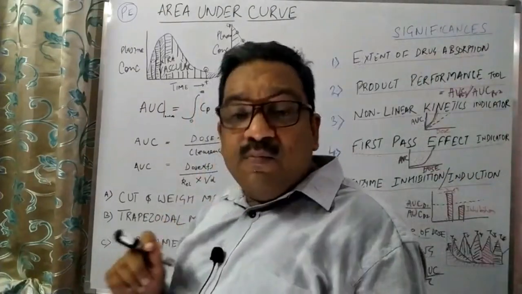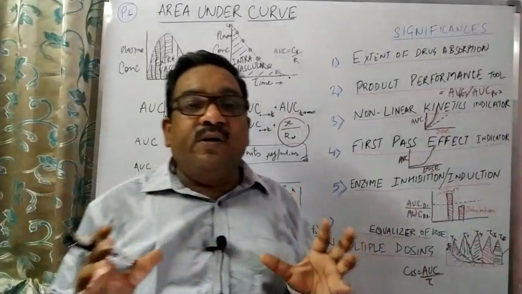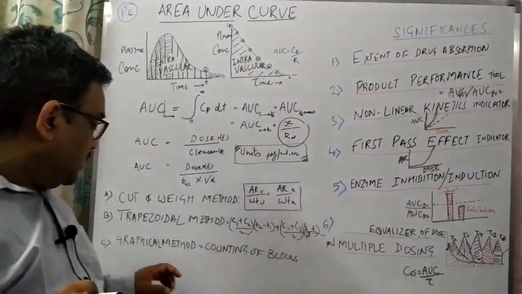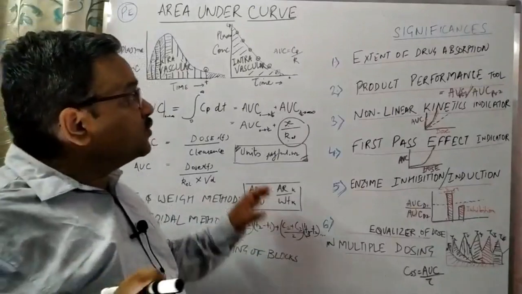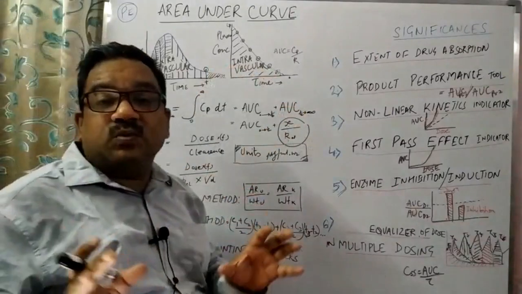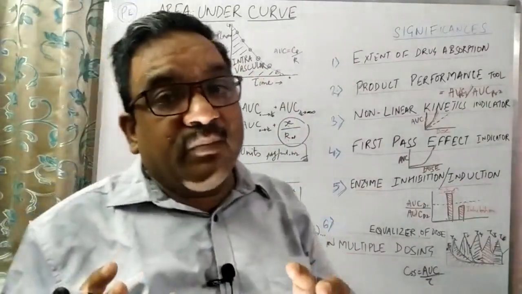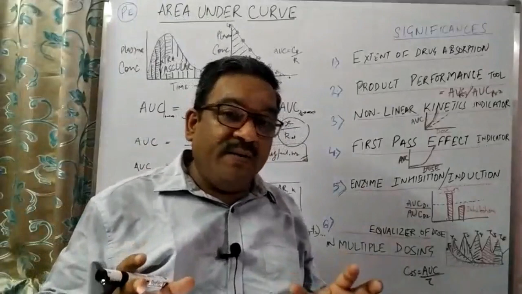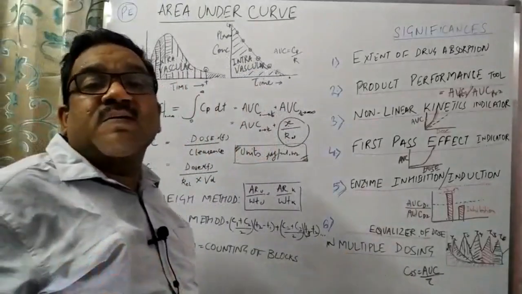The third important method of determination of AUC is the counting method. Usually a graph is plotted, and the number of small square blocks or rectangular blocks is calculated by means of planimeters or just simply by counting.